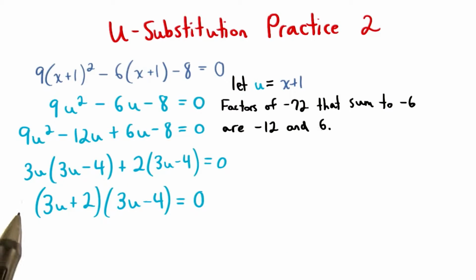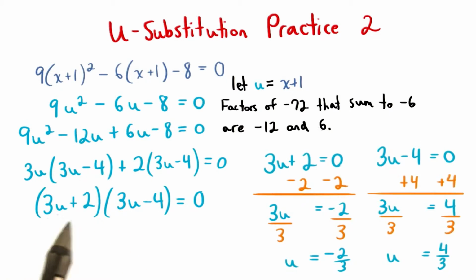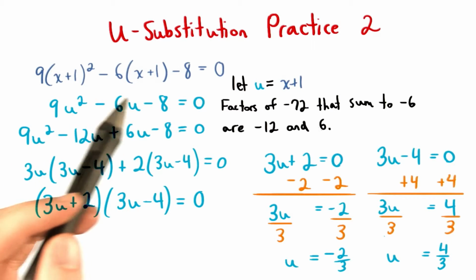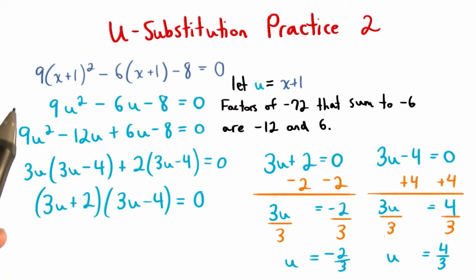We use factoring by grouping to get 3u plus 2 times 3u minus 4 equals 0. We set each of these factors equal to 0, so we'll have u can equal negative 2/3 or u can equal positive 4/3. Now, if you got this far and solved for these values of u, great work. Keep in mind though, we need to solve for the values of x, the original variable from our equation.